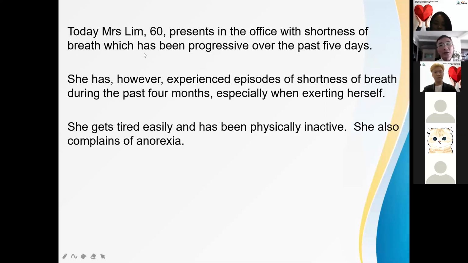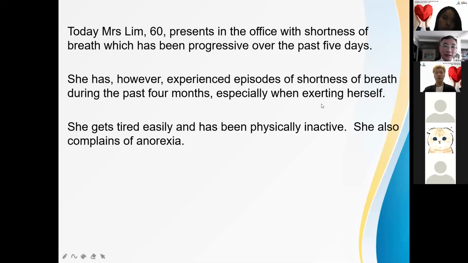So essentially, you now have a lady who is a bit older and she's breathless. Now, how long has she been breathless? 5 days. But more than these 5 days of breathlessness, which is what is very disturbing and brings her to you, she actually has been breathless for the last 4 months, but she kind of ignored it. Maybe she thinks it's something small. And then this breathlessness is getting worse, progressive, and it is especially bad when she exerts herself.